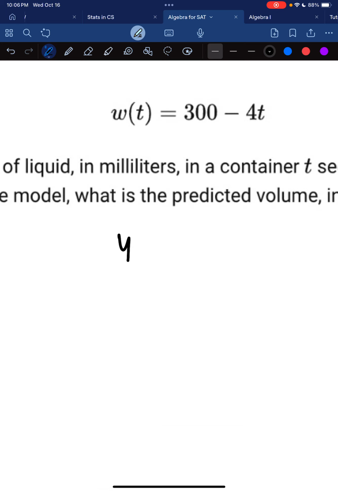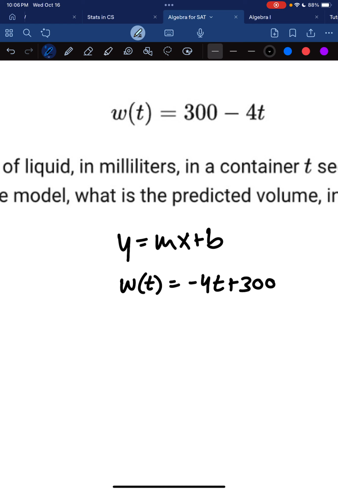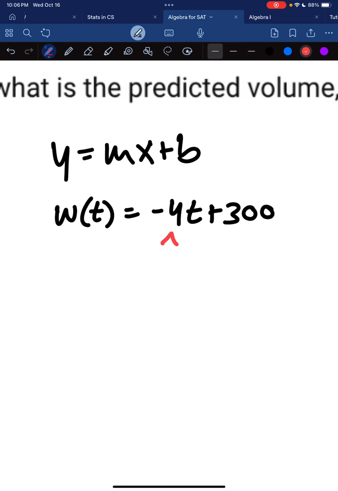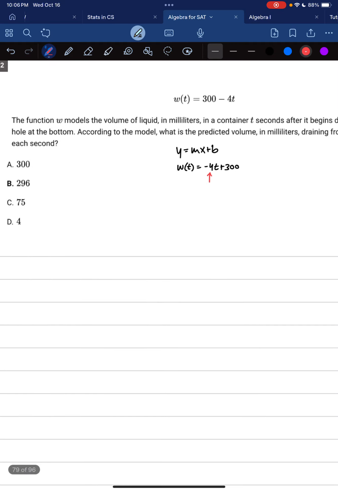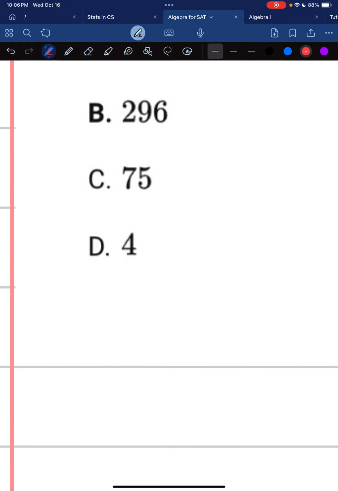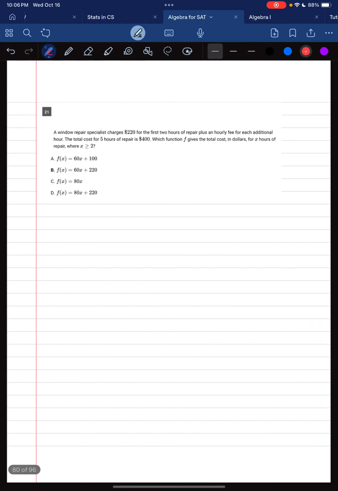So this equation is written in the form y is equal to mx plus b. I'm actually going to rewrite this. So instead of having 300 minus 4t, I'm going to write this as negative 4t plus 300. And this makes it more clear that negative 4 is my slope or rate of change. So I'm decreasing by 4 each second. So the volume of this container is decreasing by 4 each second. And it's asking for the amount draining out each second, which is just going to be 4.